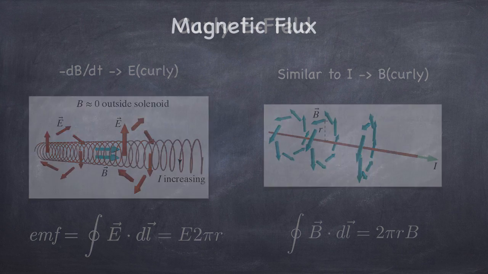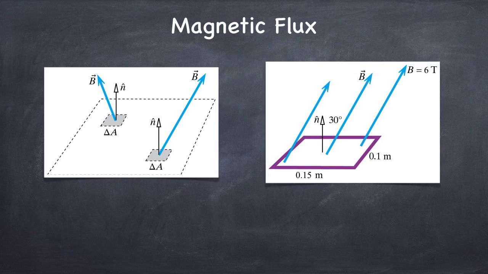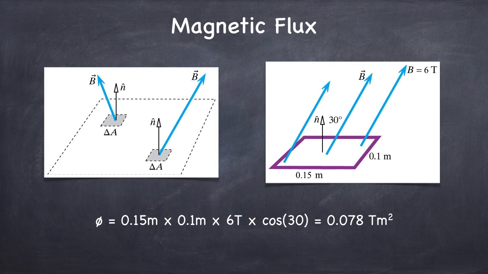All right, let's look at magnetic flux. The idea here is that, as I said, you take the dot product of B and n hat and multiply by the area. Let's do an example just to test things out. The flux is going to be the product of the area, which is 0.15 meters times 0.1 meters. Then I multiply by the magnetic field magnitude, which is 6 Tesla, and then by the cosine of 30 degrees, which is 0.866. If I multiply all that together, I get 0.078 Tesla meters squared. So flux comes out in units of magnetic field times area, or Tesla meters squared.